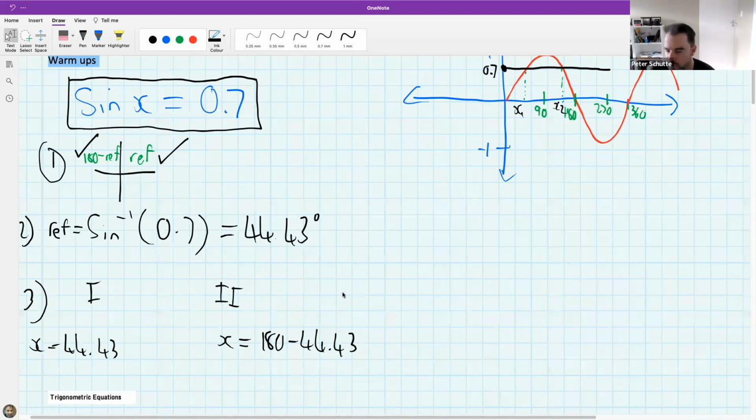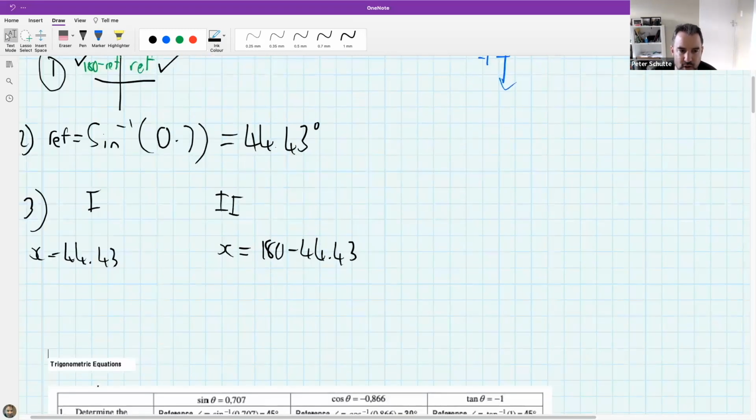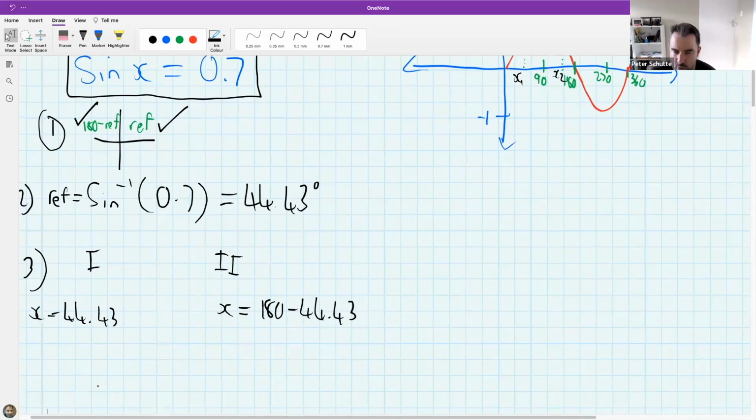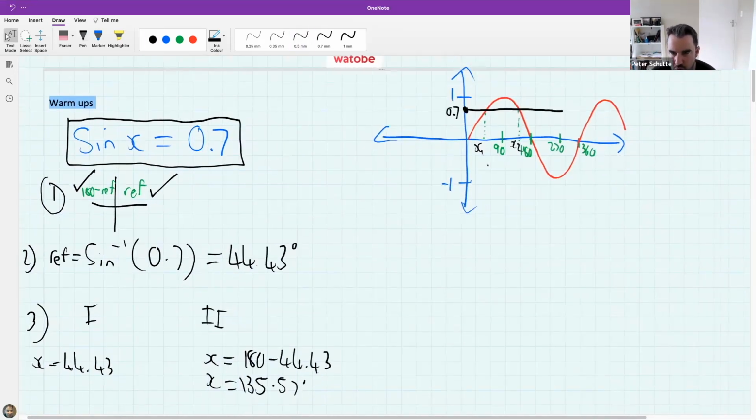It's the rule of quadrant 2. Yes, Pilar, exactly. So we spoke about this at the beginning where we said quadrant 1 and quadrant 2. So what is my x value's answer going to be? It's going to be 135.57.